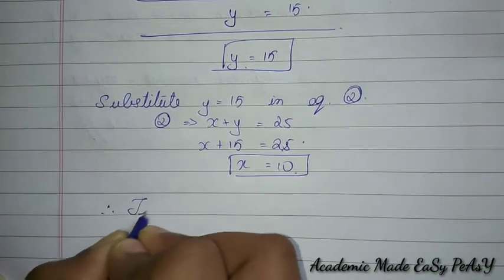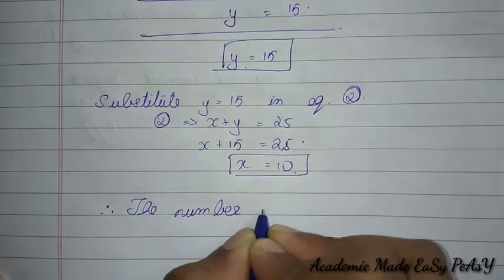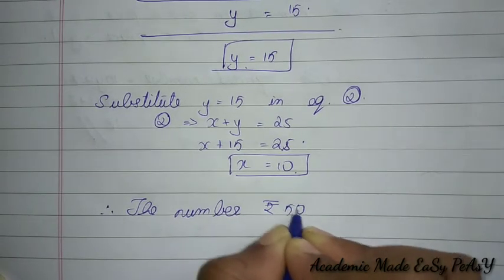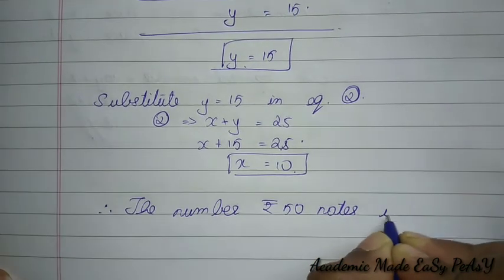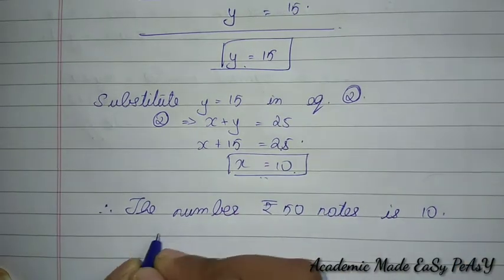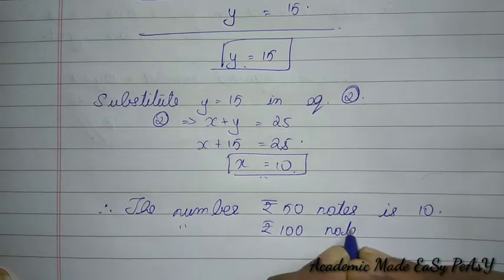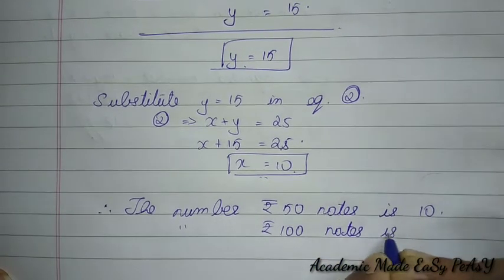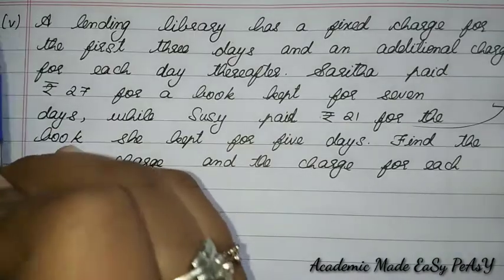Therefore the number of rupees 50 notes is 10, and the number of rupees 100 notes is 15. That's it.